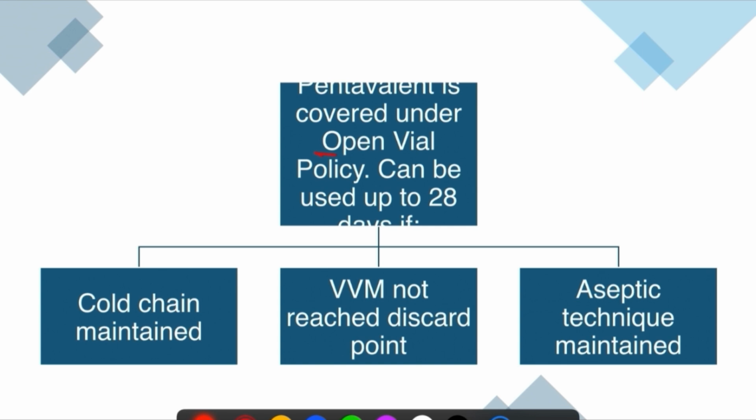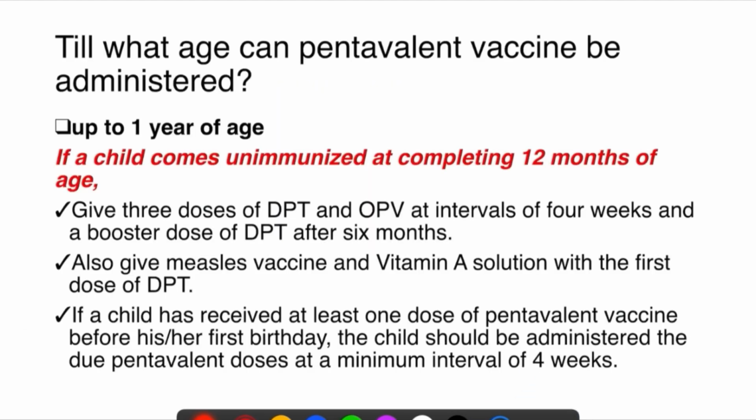Pentavalent vaccine follows the open vial policy, so it can be used up to 28 days once it is opened if the cold chain is maintained, the vaccine vial monitor has not reached the discard point, and the aseptic technique has been maintained. Now this is a very important viva question: till what age can we administer the pentavalent vaccine? Then the answer is 1 year. Only till 1 year we give the pentavalent vaccine.